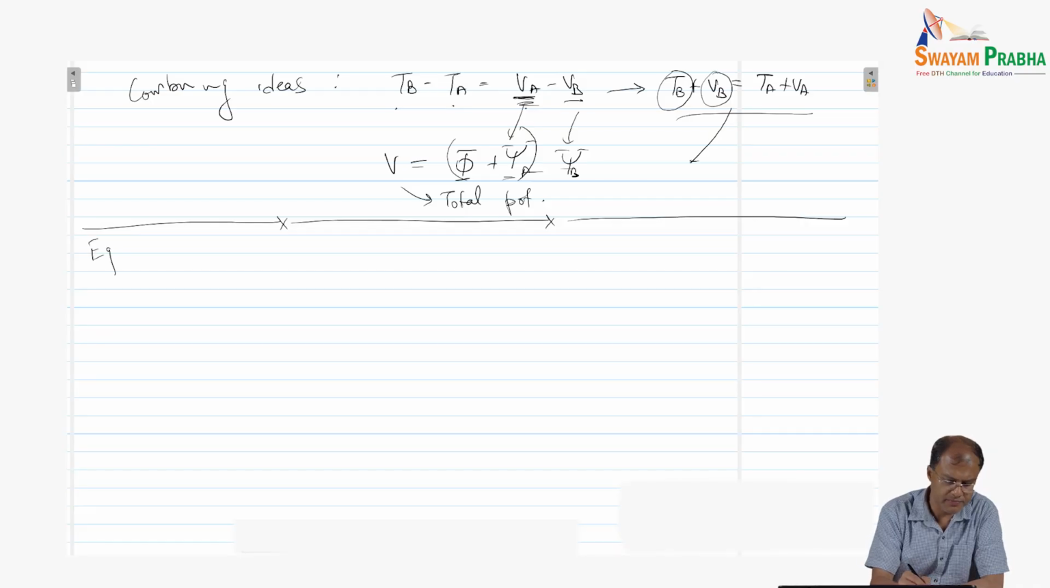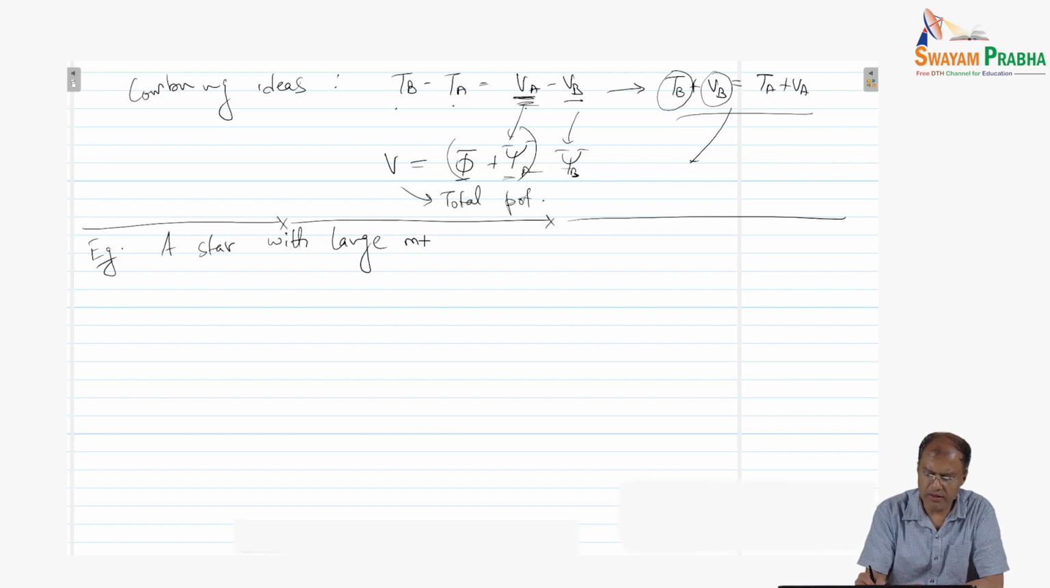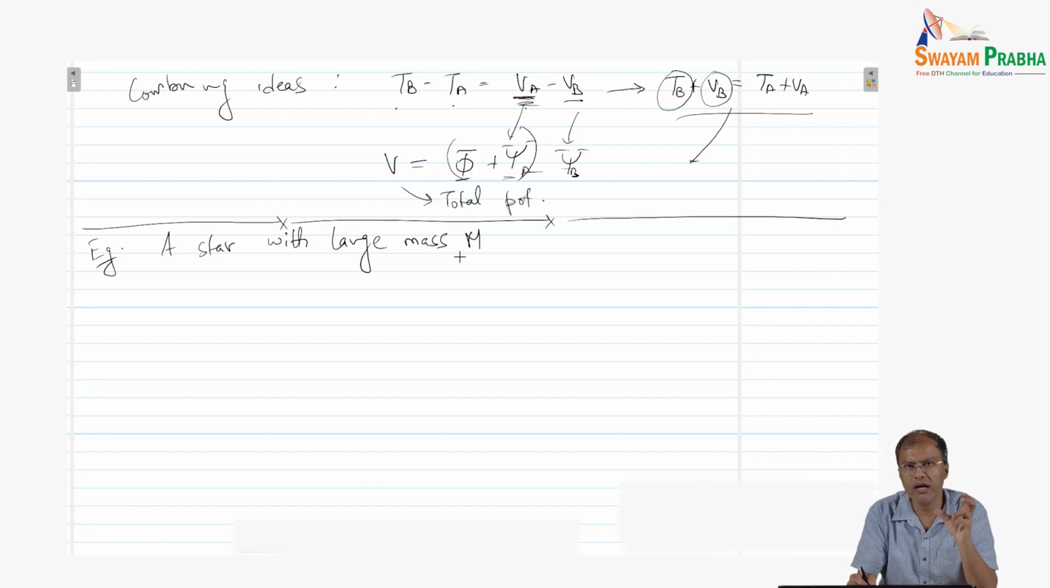So the example is that we have a star with large mass. Remember the word large mass, because in our calculation we will see that whenever a quantity has a significantly larger mass compared to the other planet under consideration, that larger planet or star is not going to move much. So essentially that large mass star is going to be stationary in the calculation.